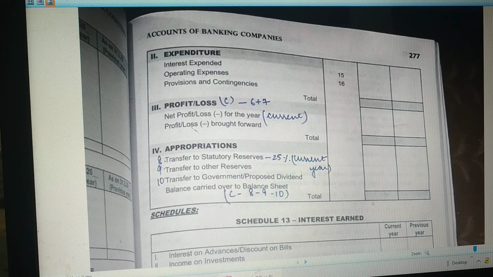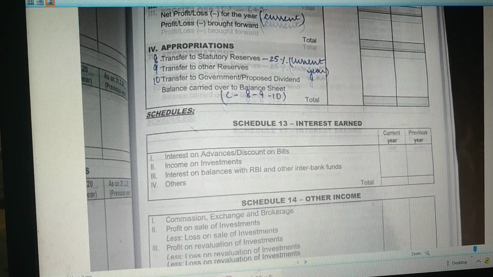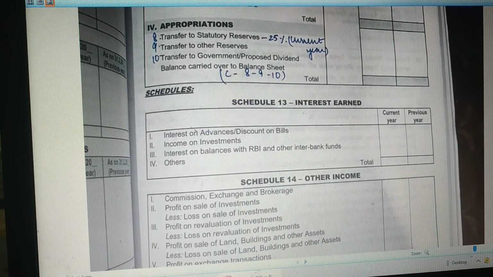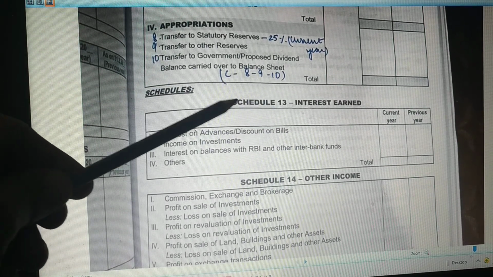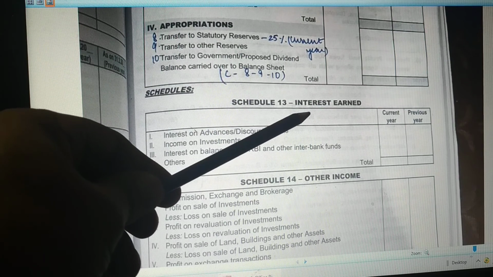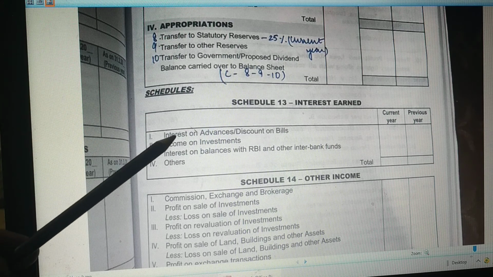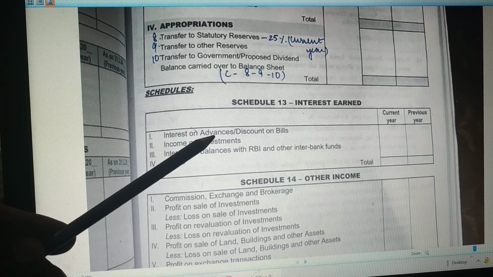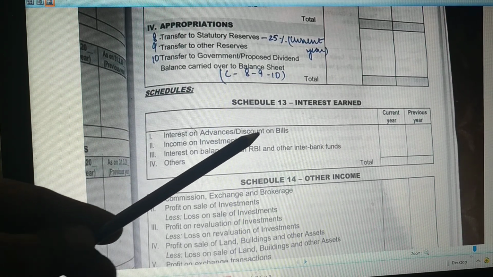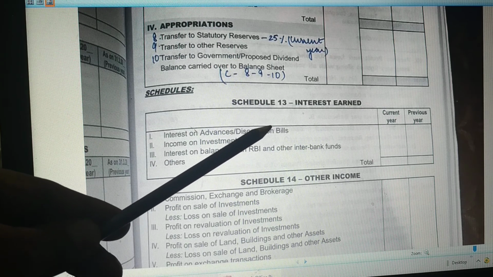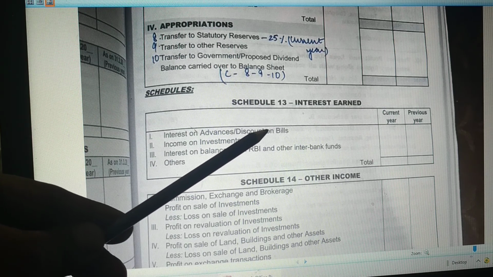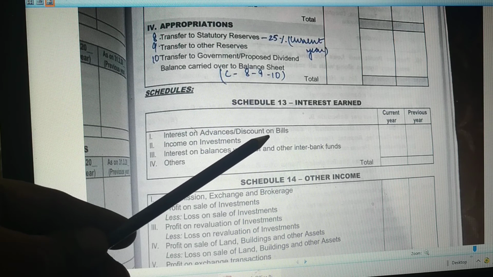Moving further, a bit of explanation of schedule 13. If you look at what comes as part of schedule 13, I'm particularly focusing on 13. Here it is interest earned. It means income of the bank by way of interest or other incomes. So look at interest on advances. Advances means the loans the bank has given, and discount on bills, as we have discussed in plus 1 also, on bills discounted the bank gets a rebate, that is an income of the bank.